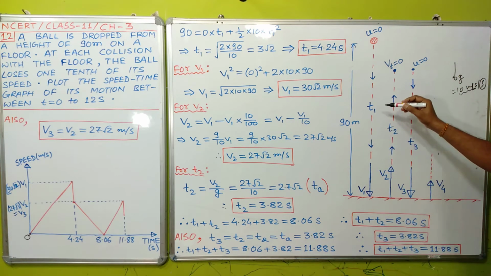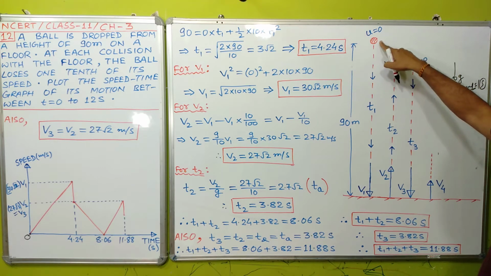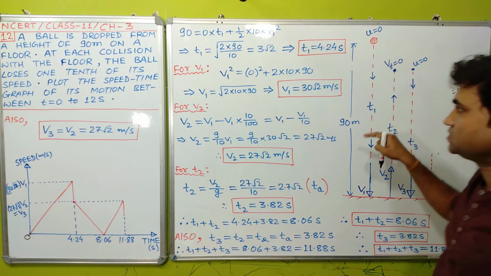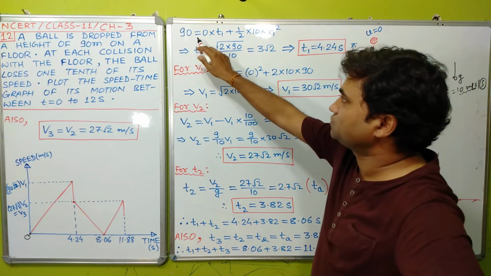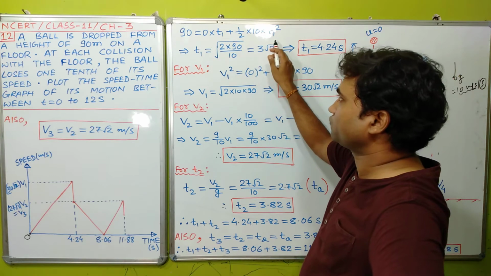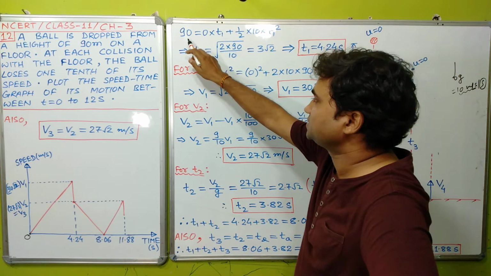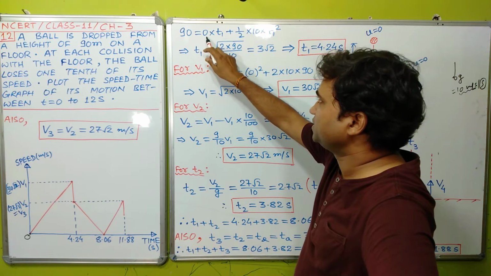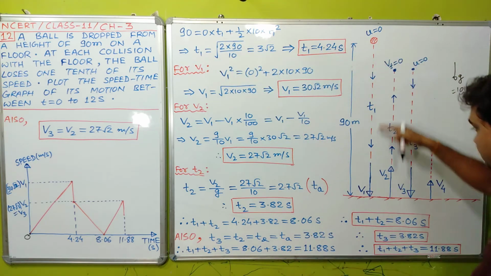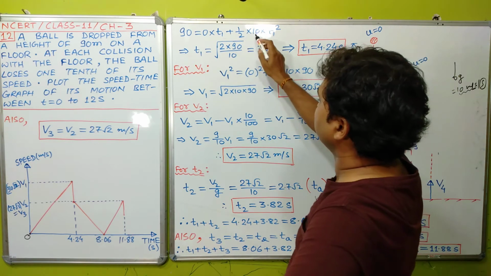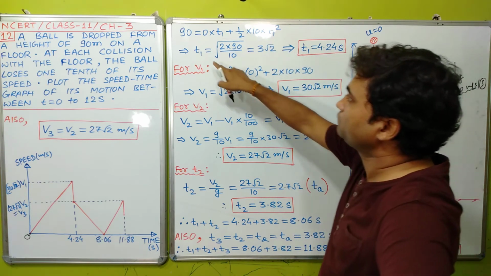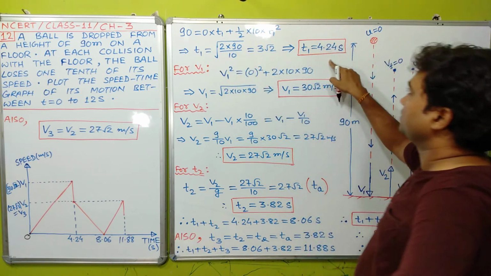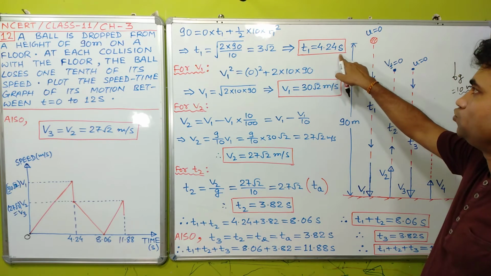Firstly, how we will calculate the time taken by the ball to come to the ground. You can see here, height is given 90 meter. Using h equals ut plus half gt square, h is 90 meter, initial speed is 0 into t1, where the time taken is t1, and we are taking the value of g as 10 meter per second square. When we solve this, the value of t1 becomes 4.24 second.